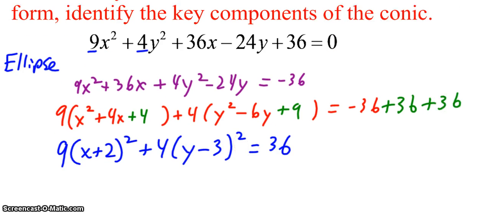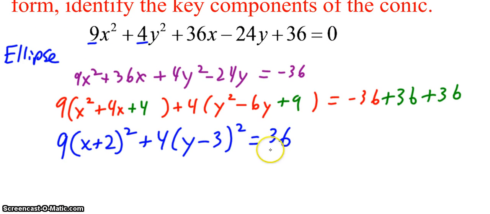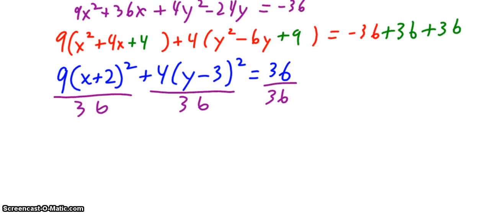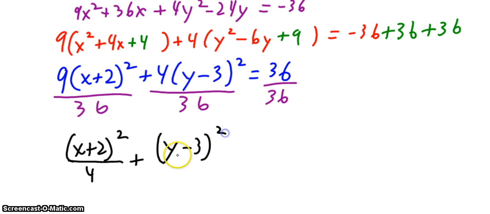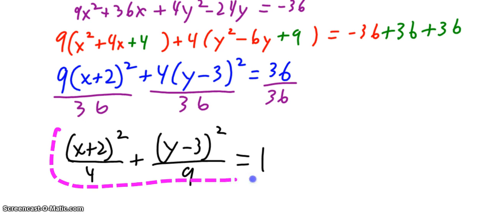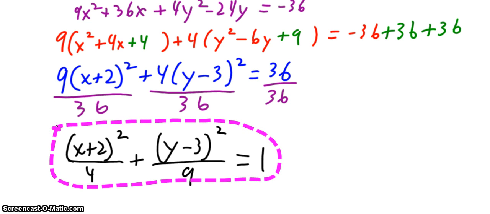Well, the simplest thing to do is divide everything by 36. So when I divide this by 36, I will now have my standard form. x plus 2 squared over 4 plus y minus 3 squared over 9 equals 1. That's my standard form. I can see that the larger number is underneath y, so this will be a vertical major axis.